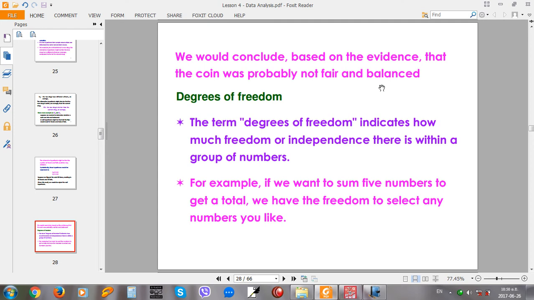According to this test, the coin was probably not fair and balanced. It is not told directly. So that is all about the null and alternative hypothesis. That is the most important part of this lesson, because when we are doing the analysis, the very first thing is we have to state the null hypothesis and alternative hypothesis.